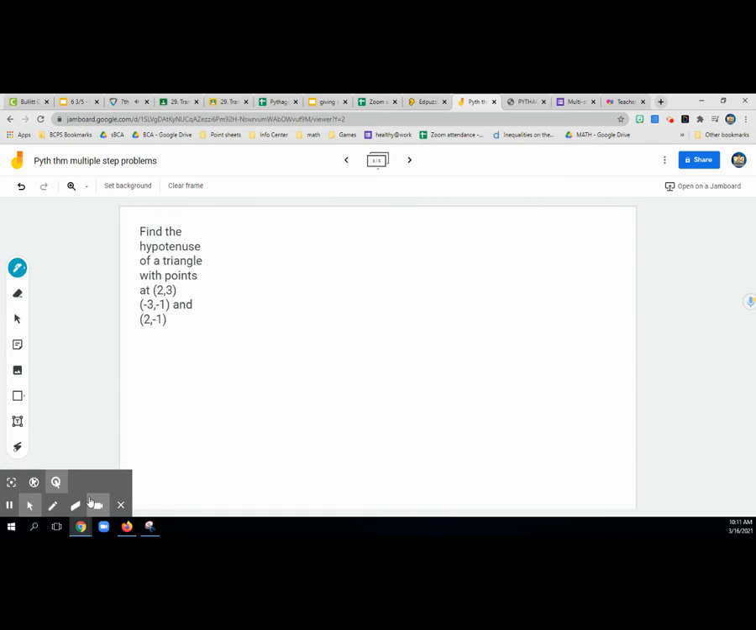Here we're being asked to find the hypotenuse of a triangle with points at 2, 3, -3, -1, and 2, -1. So for me, I like to try to visualize this. So I've got a point at, let's say this is my coordinate plane, 2, 3. And that will help me see what my legs and my hypotenuse are. -3, -1. And then 2, sorry, 2, -1.